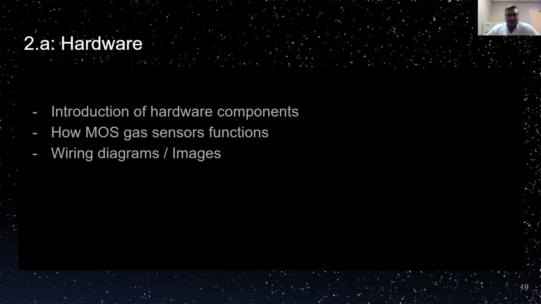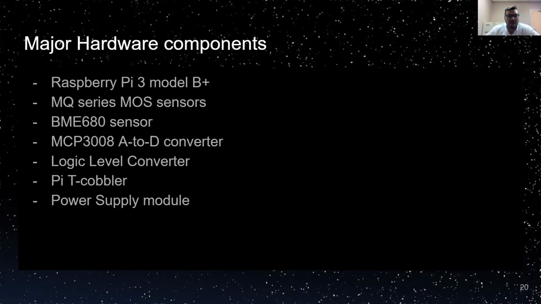Introducing hardware for the next section. We're introducing the hardware components, how the MOS gas sensors function, and then I'll show some wiring diagrams and images of how this system is set up. So the hardware components that we're going to discuss real quick: Raspberry Pi, the MQ series of MOS sensors, a BME 680 environmental sensor, MCP 3008, an A to D converter, analog to digital converter, excuse me, some logic level converters, the Pi-T cobbler, and a power supply module.